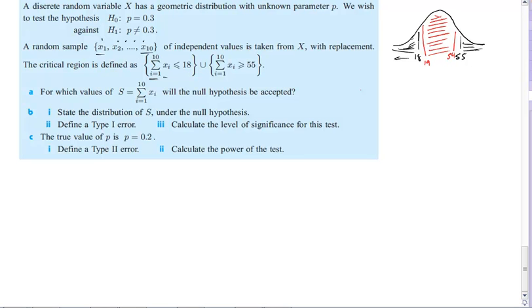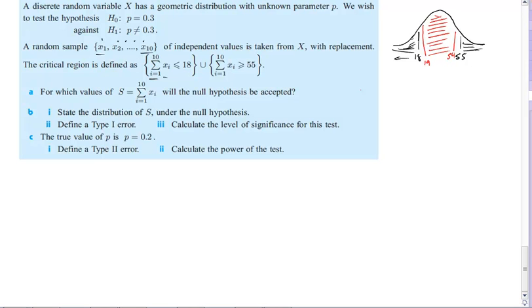All right. Now on letter B, it asks us to state the distribution of S. Okay. Well, if X has a geometric distribution, which means I have to do it until I get that last success, then the summation is going to be a negative binomial. Okay, now the reason why is because as I add those together, the final one has to be a success, right?